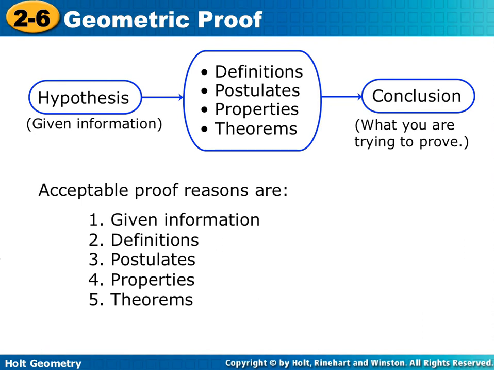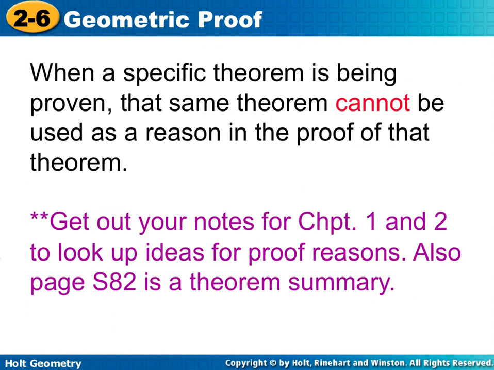So acceptable proof reasons, there are 5 of them. Given information, what is stated as given or what is evident in the picture, and any definition, postulate, property, or theorem that we have studied up to this point. So one thing we need to watch out for, when a specific theorem is being proven, you can't use that same theorem to prove that theorem. So that'll show up once in a while.